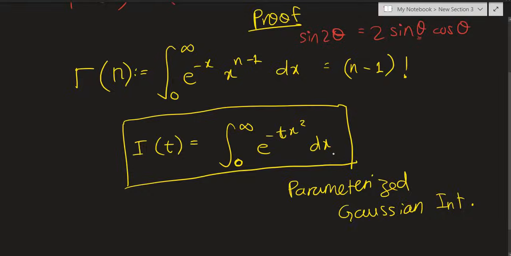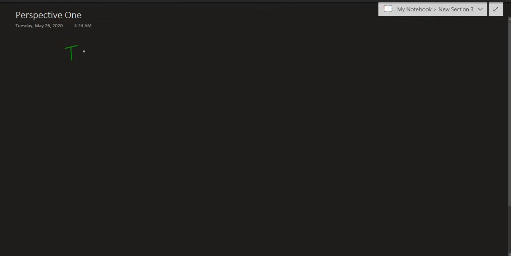See you there. As I said, we still have I of t, but we are going to look at it in one particular perspective, and then we're going to look at it in another perspective in the second part. So let's do part one now. I of t is the integral from 0 to infinity of e raised to negative t times x squared dx. So this is the parameterized Gaussian integral.